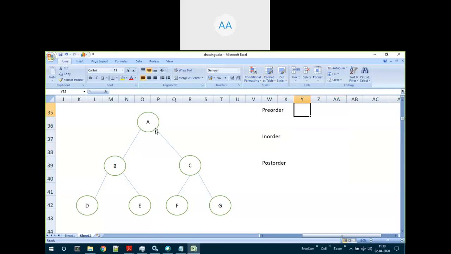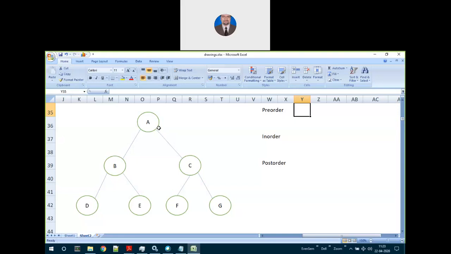Now here the tree is what we have. There is some echo, probably one of the participants' echo is happening. So such students may mute.